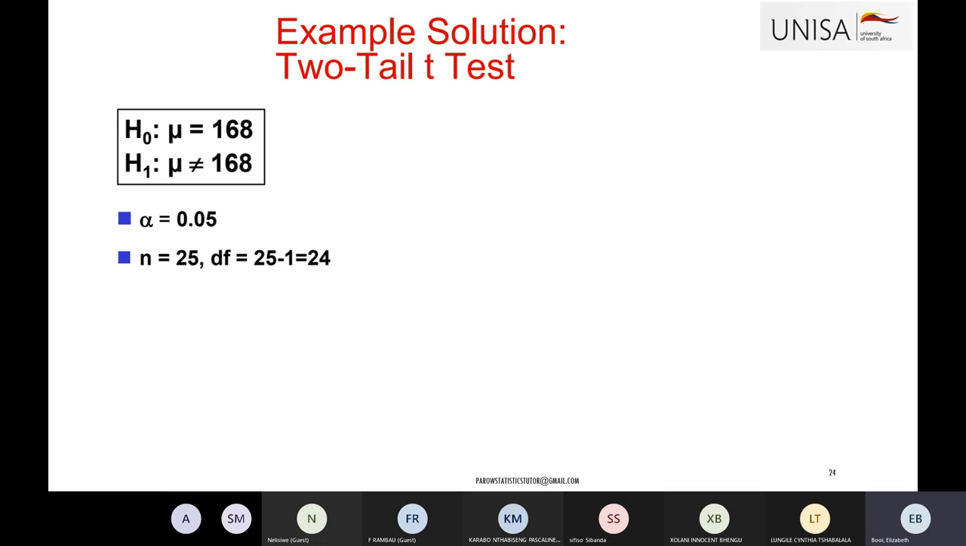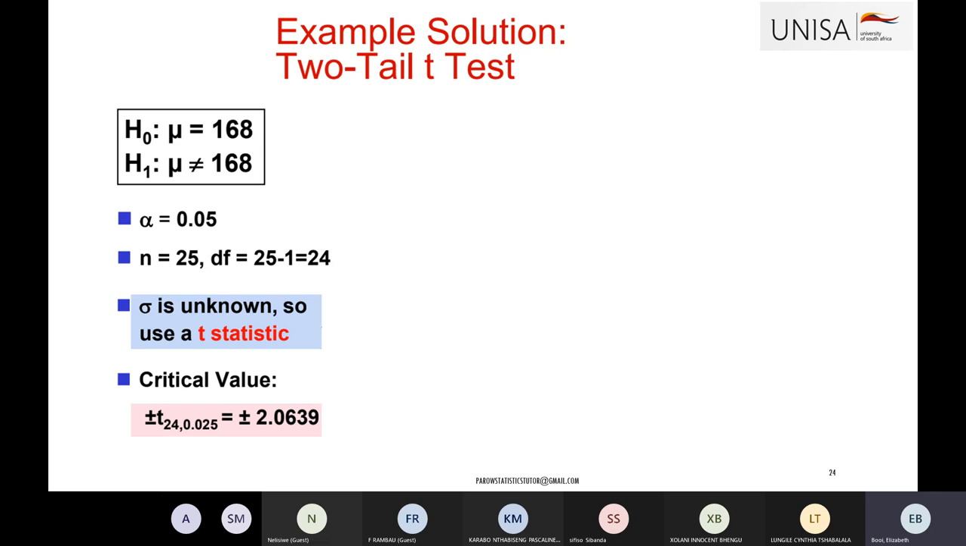So already here, I can also calculate my degrees of freedom because we're going to use it later on. So my degrees of freedom is n minus one, which is 24. And step number three, what type of test statistic am I given? Since I am not given the population standard deviation, I'm given S, which is my sample standard deviation. Therefore, I'm going to be using a t-test or t test statistic.